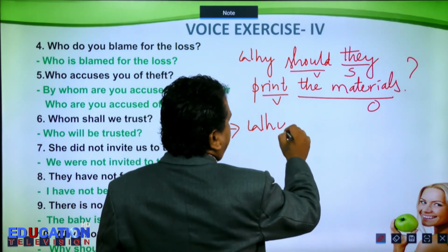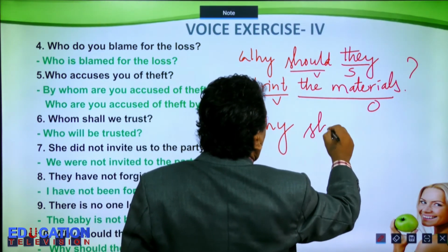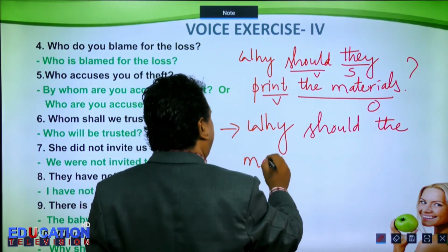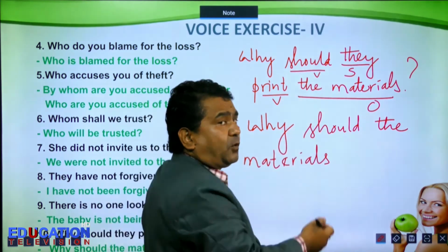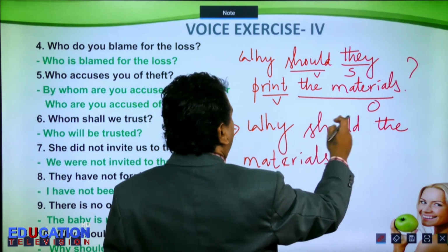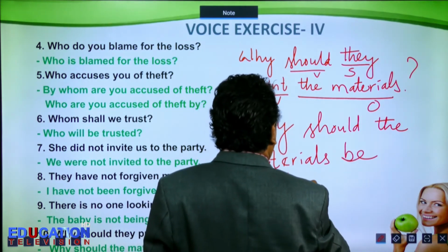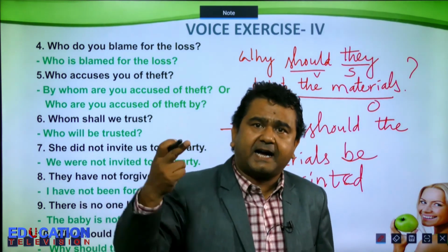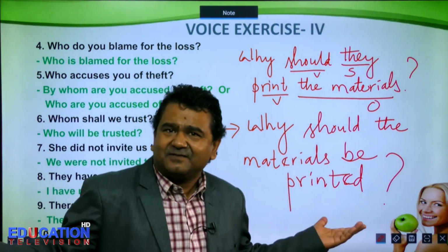why as it is. You don't need to change why into anything else. And should is should. Why should? The materials is drawn as the subject. Why should the materials? Should is a modal auxiliary, so according to the rule, we have to add be. Why should the materials be printed? And the subject, as we have here in the active form, is they, and we don't have to write by them. So question mark. Don't miss a question mark. This is how we can do.